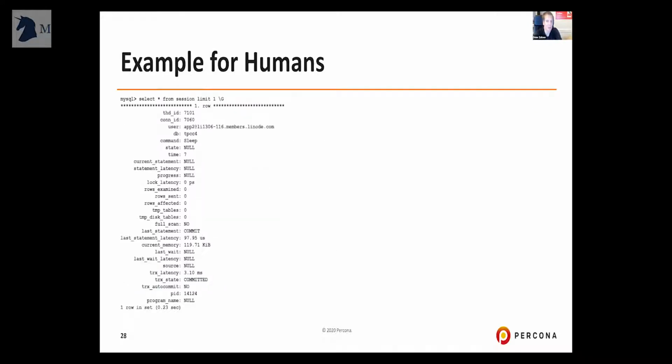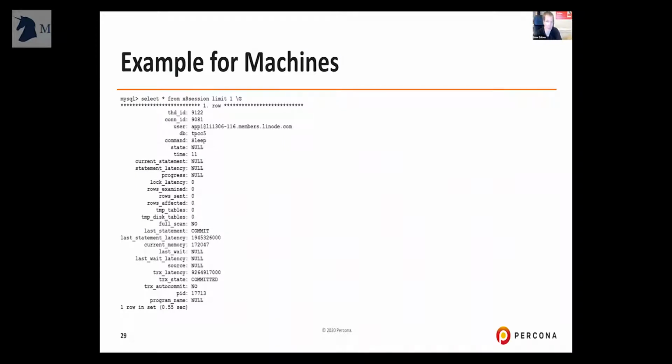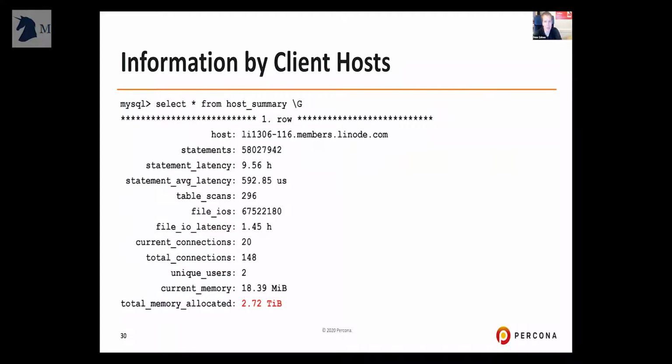So here is an example for humans. One thing you can see here is that things like statement latency or current memory and so on and so forth are all converted to milliseconds, kilobytes, megabytes, so it is easier to understand. But if you are writing a script, it will be a pain to deal with those things. So if you're running a script, it's much better to query those machine-readable tables, which, as you can see, have the same data, but counted in bytes or in picoseconds. That's the standard use.